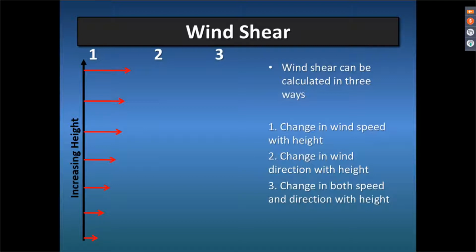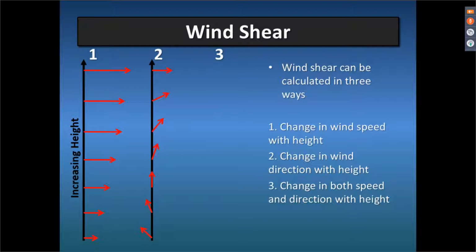So if you're looking at number one here on the left, at the surface, let's say we've got a west wind blowing at 5 miles per hour. But as you go up in the atmosphere, let's say you go up about 10,000 feet, well, that west wind's blowing at 30 miles an hour. And then if you go up to 20,000 feet, that west wind's blowing at 50 miles an hour. Well, that's a change in speed with height. So that's a type of wind shear.